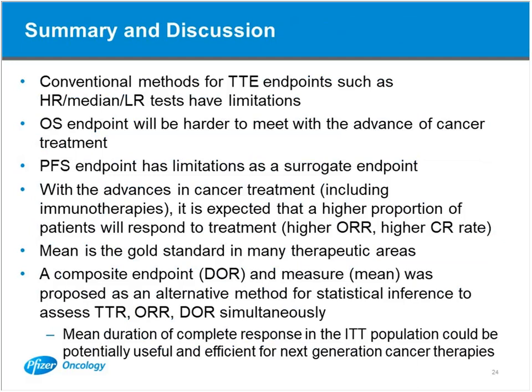So in summary, with the emergence of novel therapies such as immunotherapies, conventional methods for time to event endpoints such as hazard ratio, median, log-rank tests may have limitations, although they are still valid in many cases, or in most cases. With cancer evolving to a chronic disease, the gold standard endpoint, overall survival, will be harder to meet. And PFS as a surrogate endpoint, despite its many advantages, still has limitations.